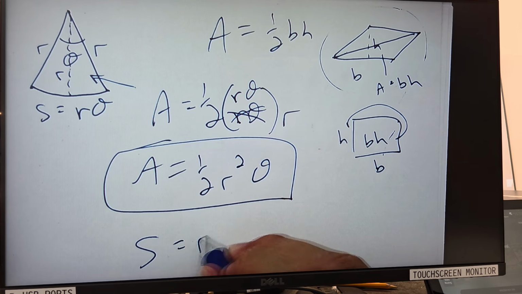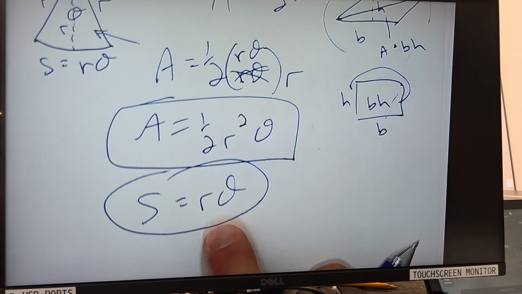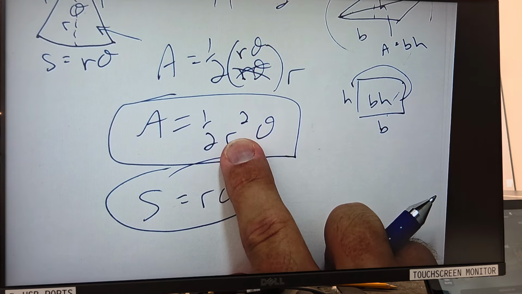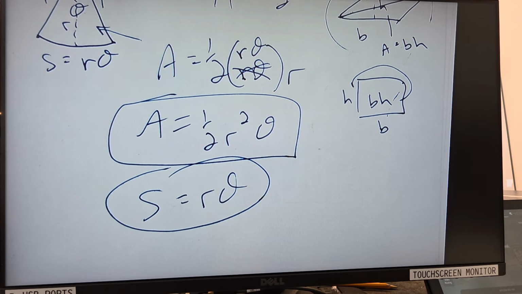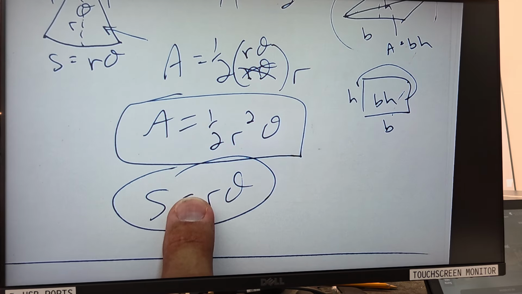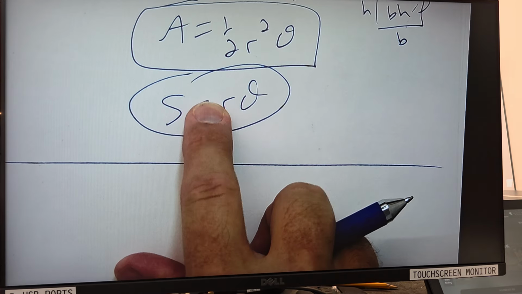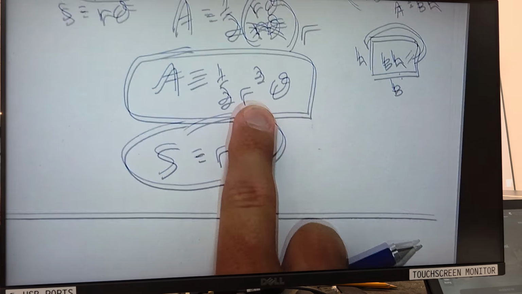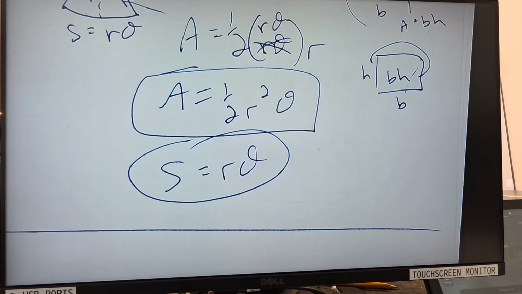So we got our two little formulas here, arc length and area of a sector. Yes? Okay. And I think, yeah, that's perfect. Oh, one last idea. So we got these two formulas. And so that's area of a sector? Area of a sector. You can think of it as area of a pizza slice. Area of a slice of pizza, right? Okay.